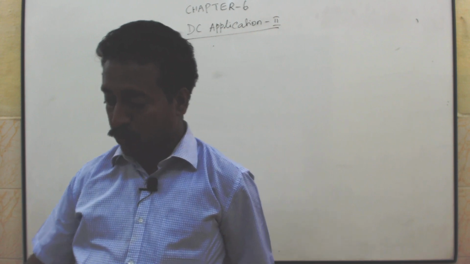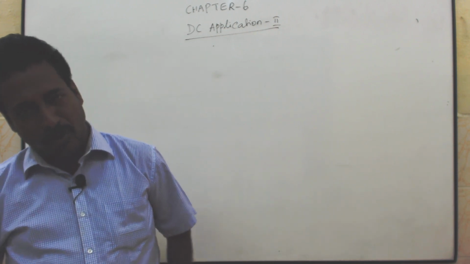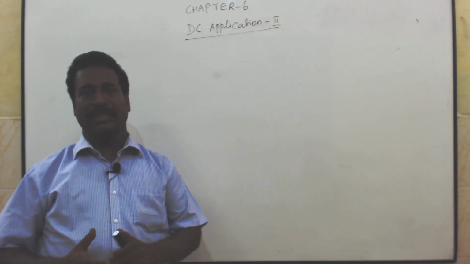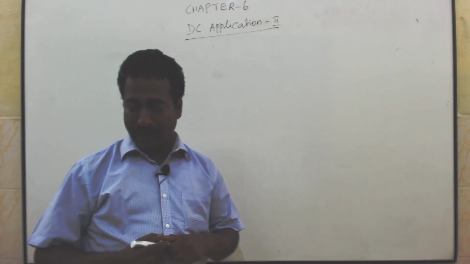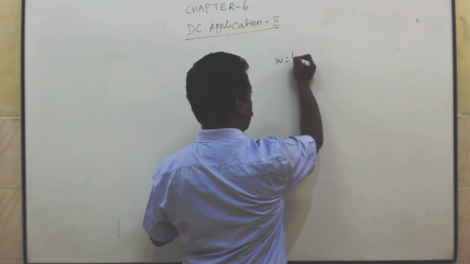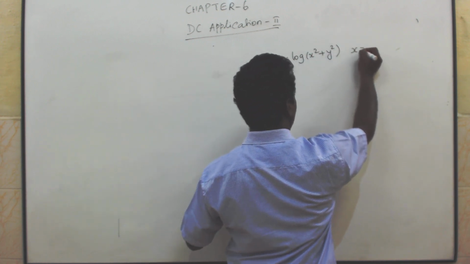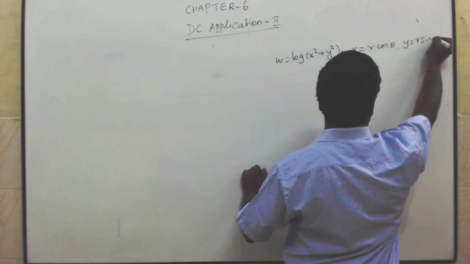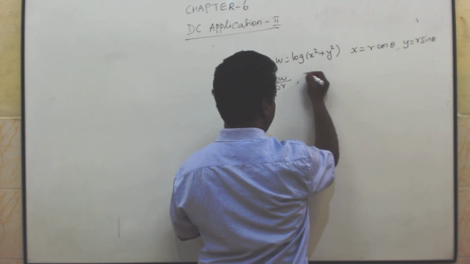The next question number 4. This is also a very important question. So most probably repeatedly they will ask 1 6 mark from question number 3 and 4, that concept. Question number 4, what is given? W equal to log of x square plus y square, x is equal to r cos theta, y is equal to r sin theta. Find dou w by dou r and dou w by dou theta.